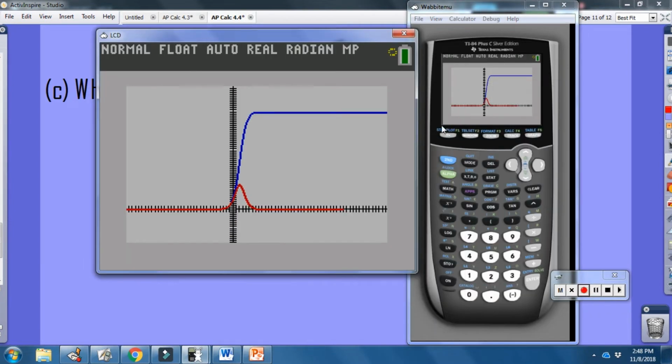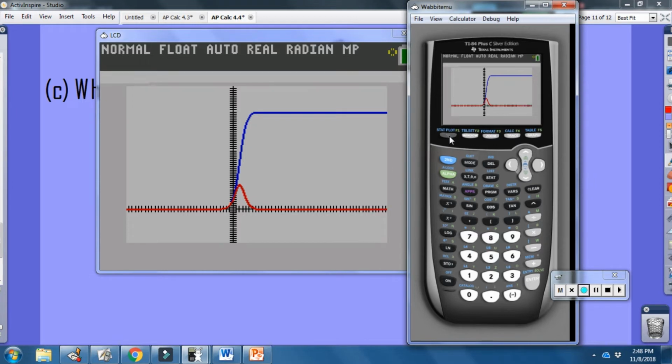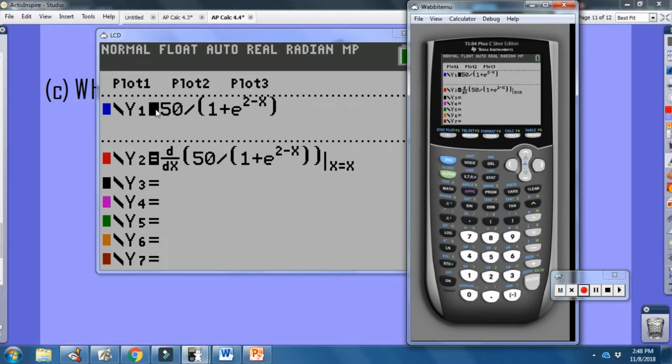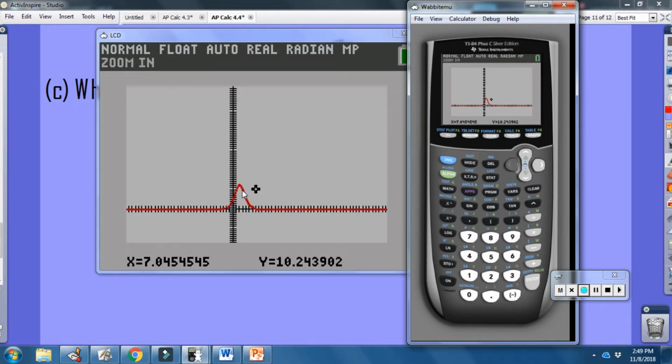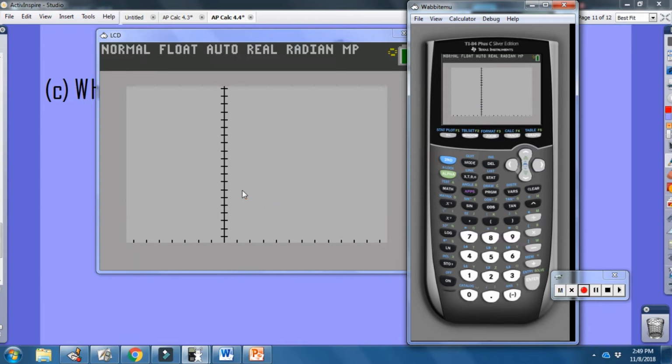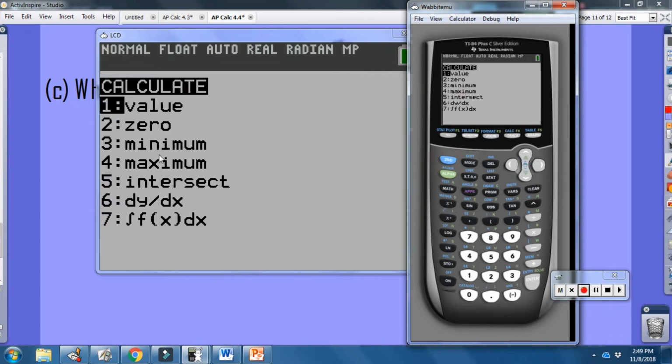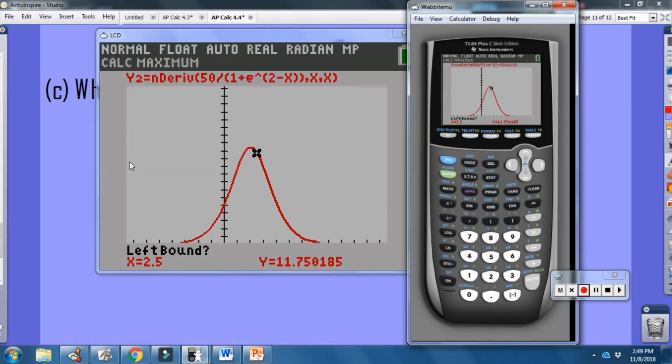So I'm going to turn my blue graph off, so I don't have to see that. And I'm going to zoom in some. And then all I have to do once this graphs is I'll use the calculator to find the maximum. Let's see. Come on, go, go, go. It moves like a turtle. Calculate the maximum. You just click once on the left and once on the right.